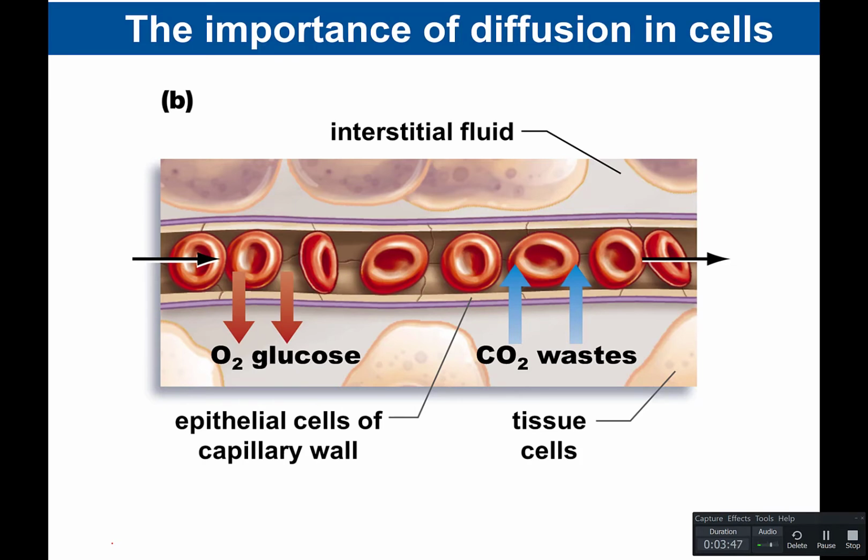Same thing with glucose, for example, right? You need to get glucose to the cells to be able to do cellular respiration. You also need to expel CO2, carbon dioxide, as well as other waste products. And so you need to have this diffusion to occur in the tissue.